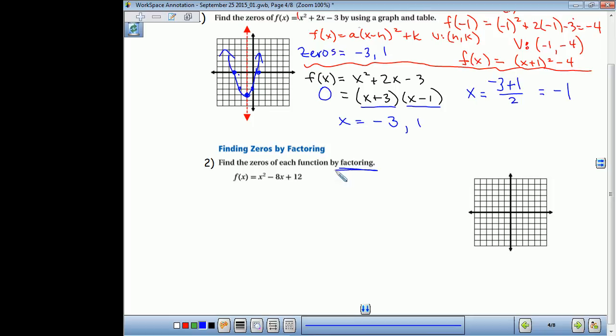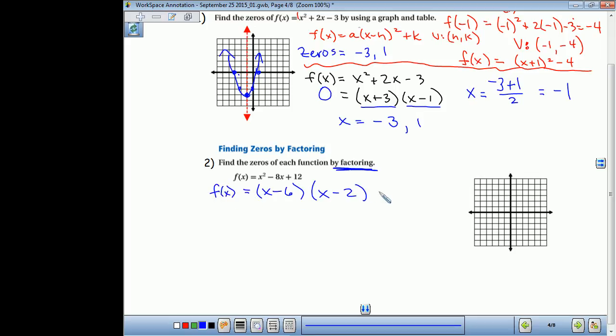So let's take this one and look at it from the factoring standpoint. Will this part of the function factor? Yes. What does it factor to? X minus 6, x minus 2. Good. X minus 6 and x minus 2.